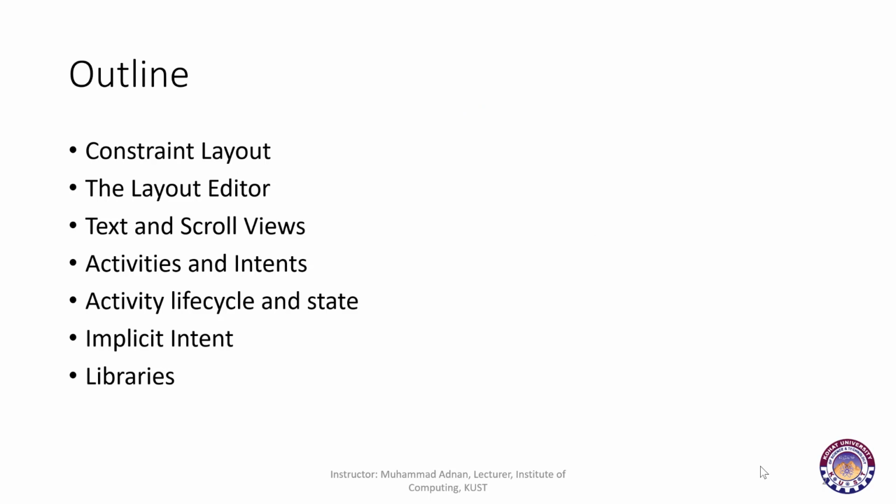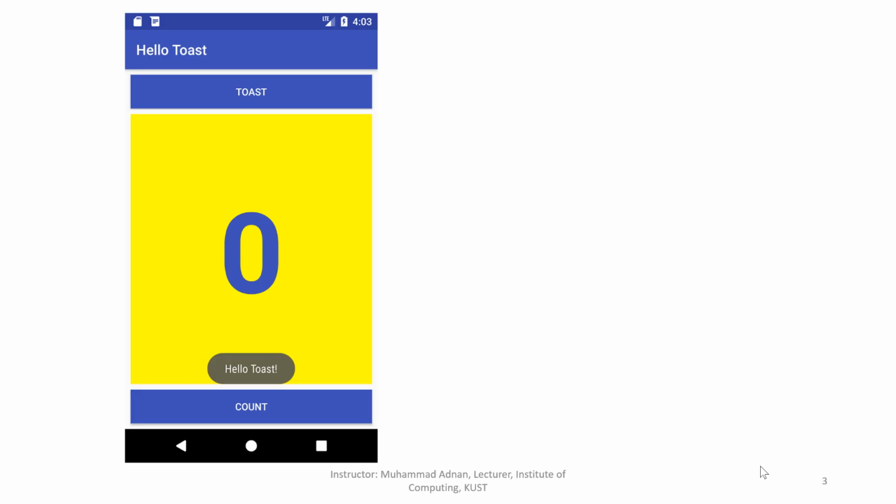So with that, the outline of today's lecture is we are going to discuss constraint layout and the layout editor. How can we use the layout editor? We are going to discuss in detail the text and the scroll views, activities and intents, activity lifecycle and its states, and then we are also going to discuss once again the implicit intents and the libraries that are required to run your app.